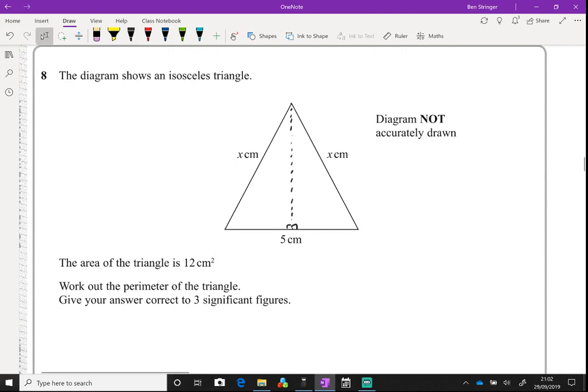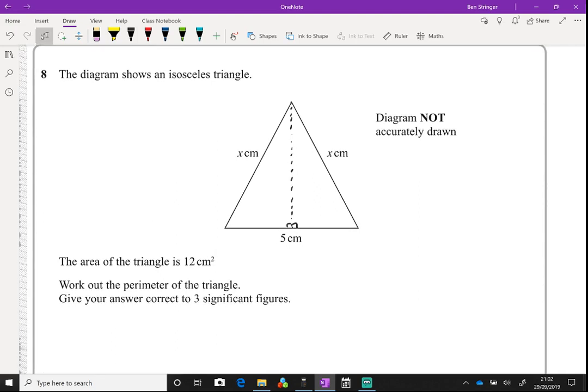Work out the perimeter. So we've got 2 formulas we could use. Either area is the base, the easy formula, base times the height divided by 2, or the area is a half ab sine C, where you know 2 sides and the angle in between them. Well, we don't know any angles here, so we don't need to use the more complex formula. So that's the perpendicular height, that's the base. The perpendicular height, however, we do not know yet. We leave that as height then.